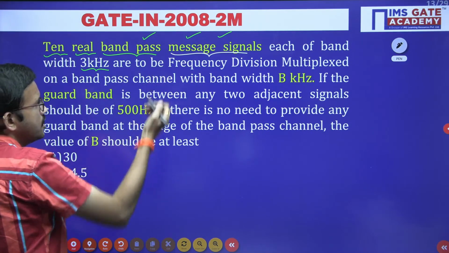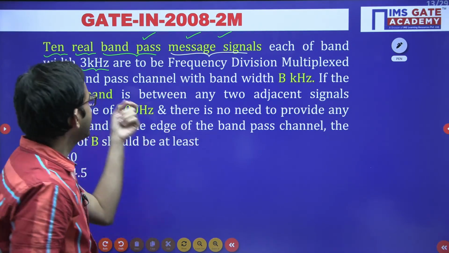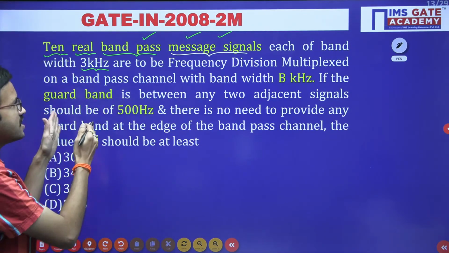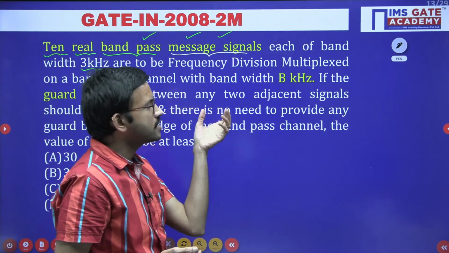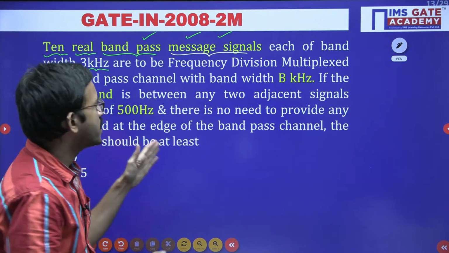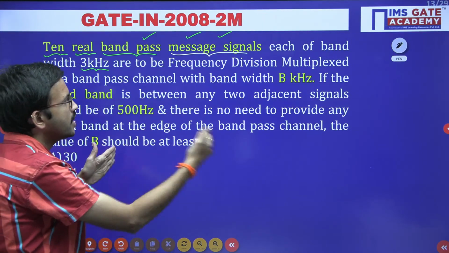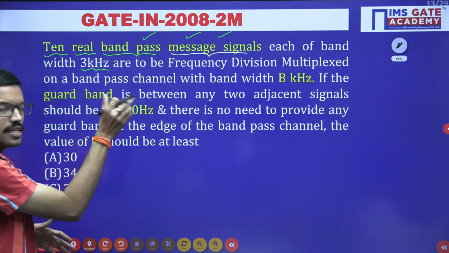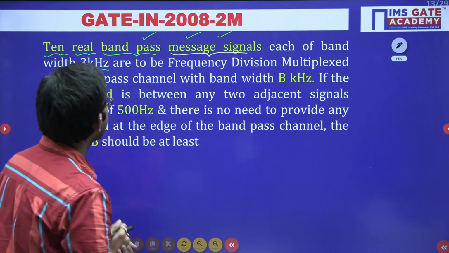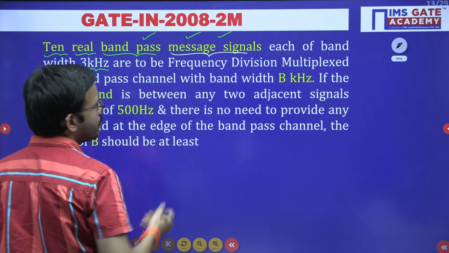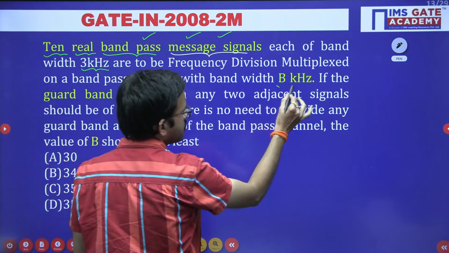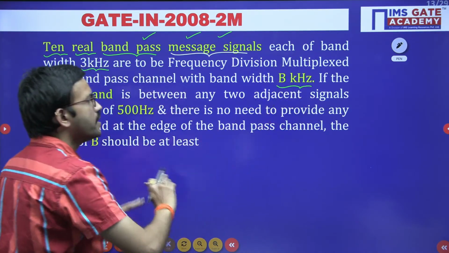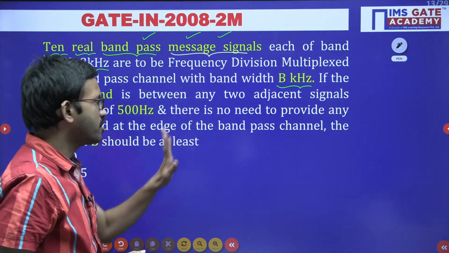So earlier question they mentioned band limited to, but in this question they mentioned bandwidth. So that means the maximum frequency only. As I mentioned earlier, all the band limited signals, that means baseband signals, you are having starting frequency is 0, and whichever is the maximum frequency, that itself is nothing but bandwidth. Okay, are to be frequency division multiplexed on a band pass channel with bandwidth B kilohertz, which is nothing but the bandwidth of multiplex signal that we have to calculate.